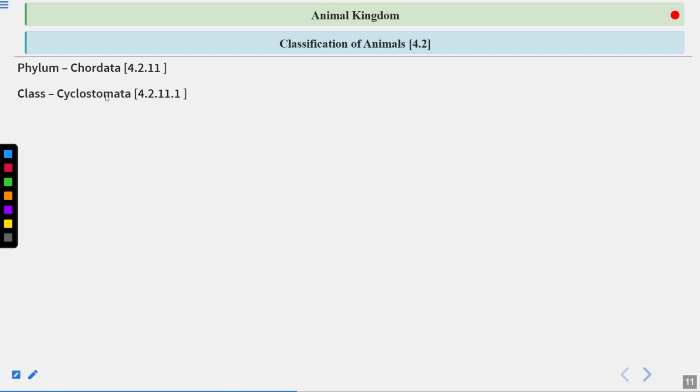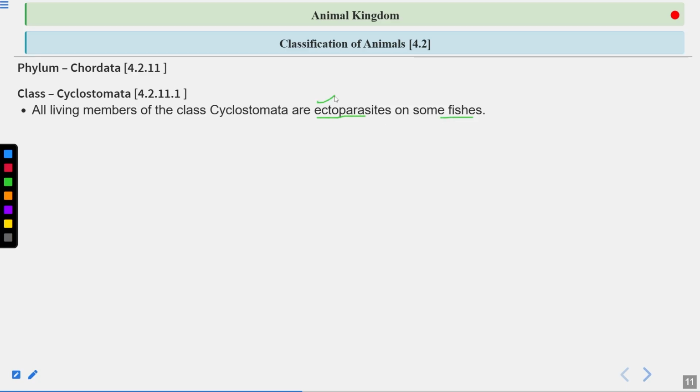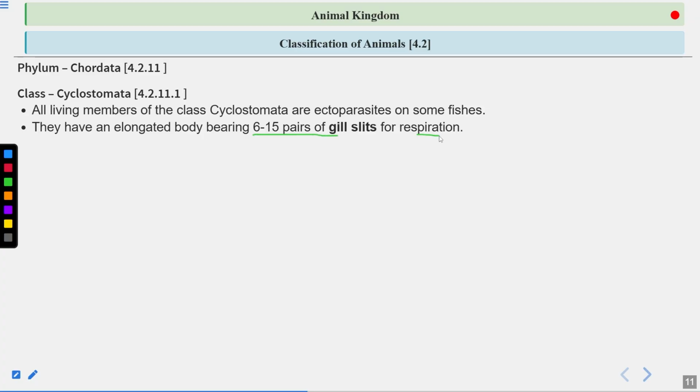Now we will talk about Cyclostomata. All living members of class Cyclostomata are ectoparasites on some fishes. See, very, very important point. They are ectoparasites on some fishes, right? So they have an elongated body bearing 6 to 15 pairs of gill slits for respiration. So they have the gill slits, and this is one of the very important features of the Vertebrata, right? 6 to 15 pairs of gill slits are present for the respiration process.